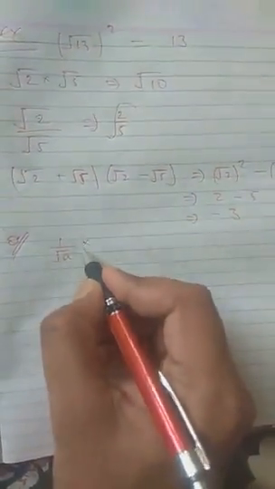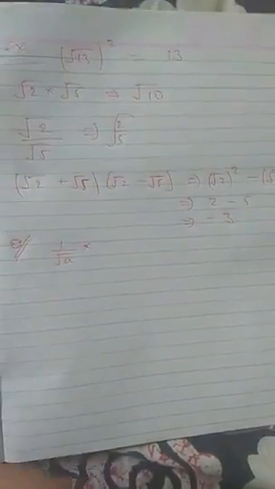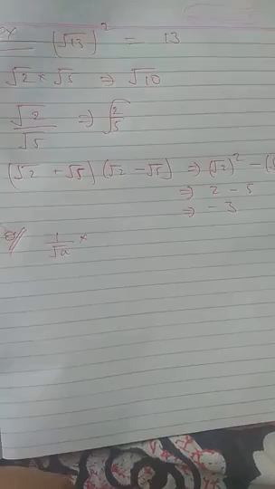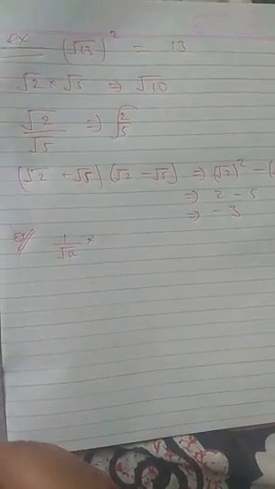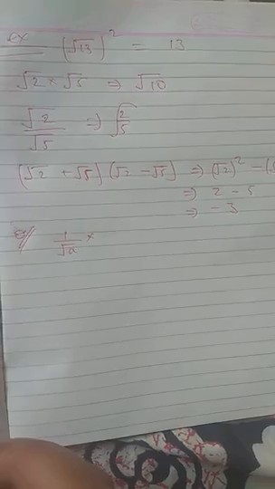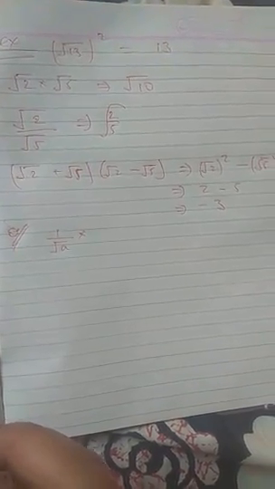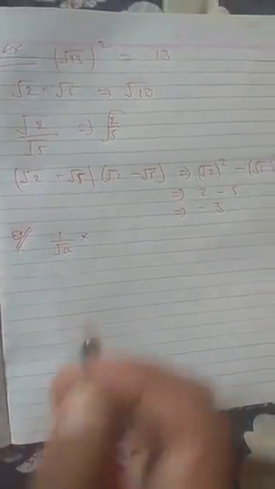What we will do, rationalization means just to remove the square root portion from the denominator. The rationalization simply means just to remove the square root portion from the denominator side. We have to remove the denominator square root anyhow.